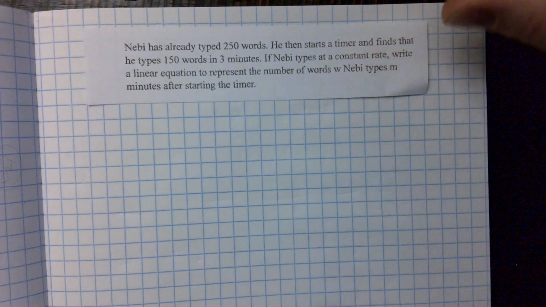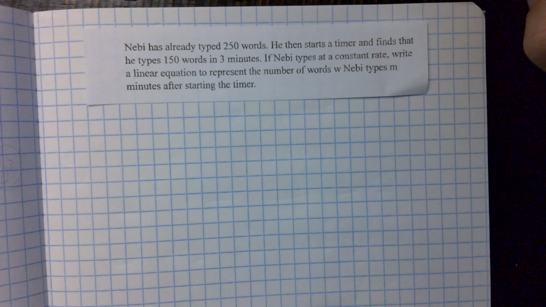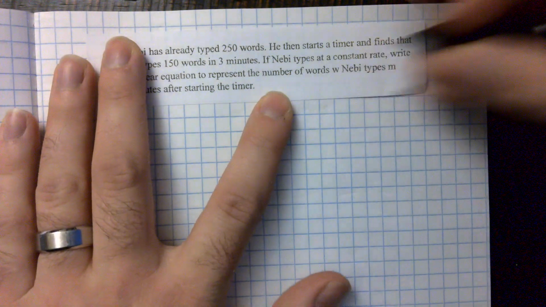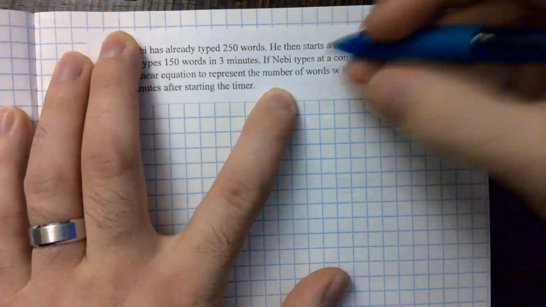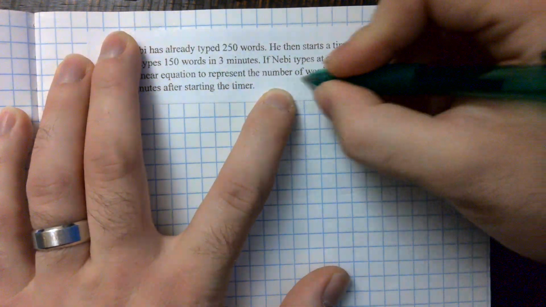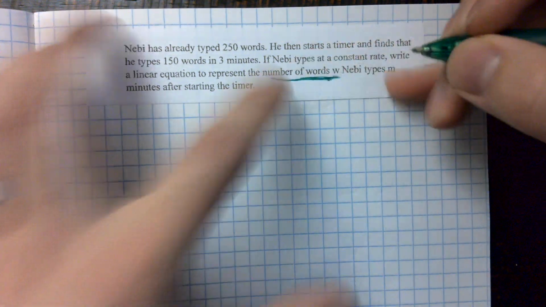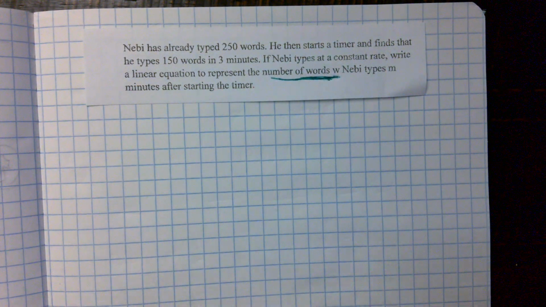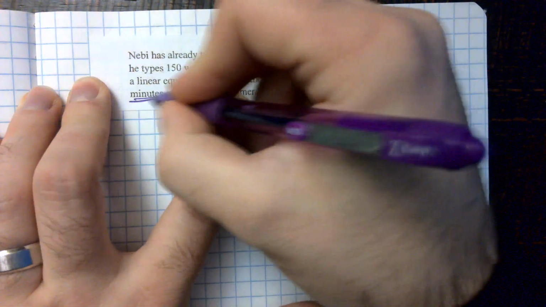And this word problem says Nebi has already typed 250 words. He then starts a timer and finds that he types 150 words in 3 minutes. If Nebi types at a constant rate, it's a key word there, constant rate. Write a linear equation to represent the number of words W Nebi types in M minutes.